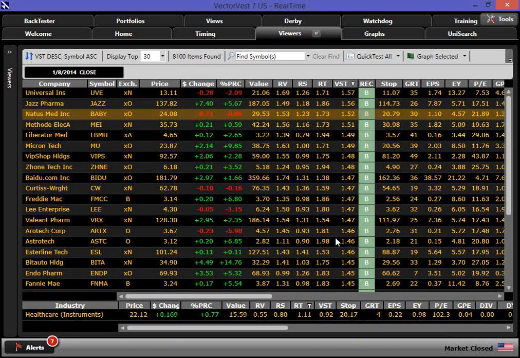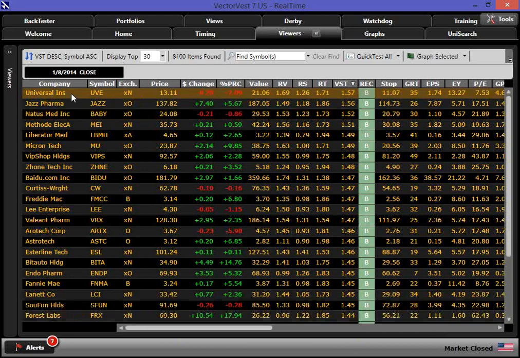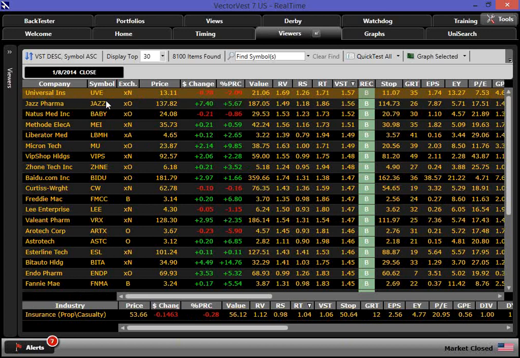So overall, and you'll see this in any generic list of stocks in the VectorVest system, we brought to the top of the list the stocks that have the best combination of the three. And so we see Universal Insurance, UVE, is our top rated stock in the database today as of the close.